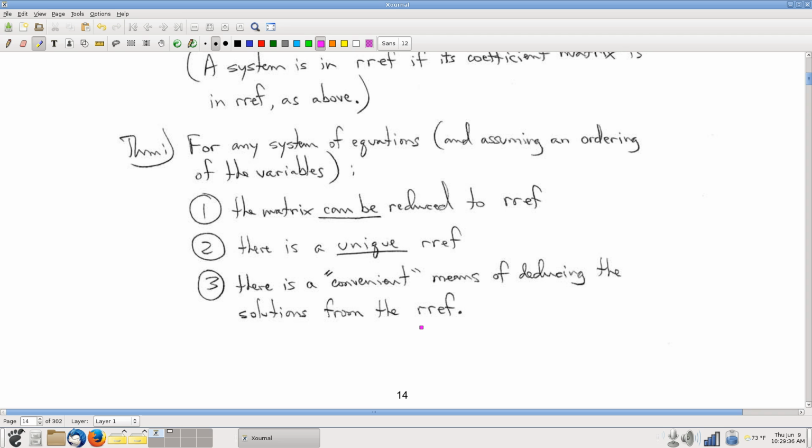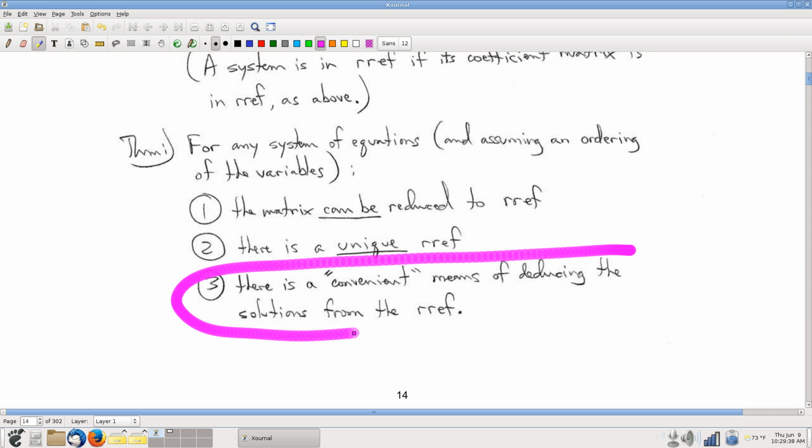Okay, again, that's not immediately clear, but it can be shown by methods that we won't talk about in this course. Finally, and this is something we're going to make a lot of use of, and this is, again, why we care about reduced row echelon form.